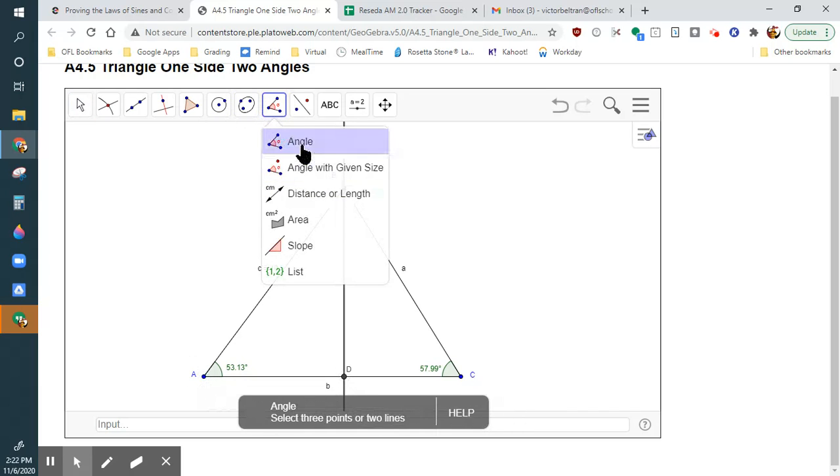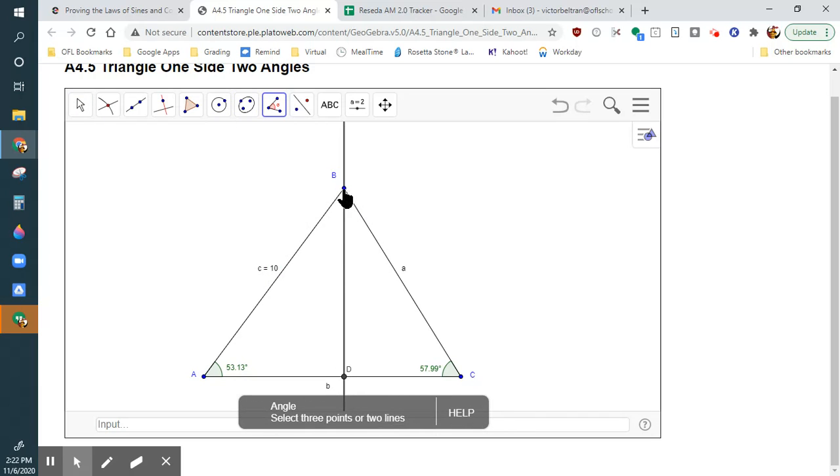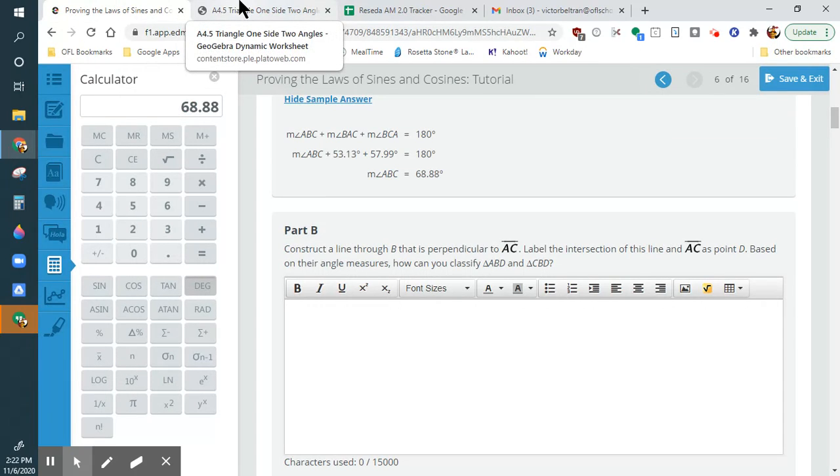And apparently I'm really bad at clicking points. There, it is a perfect 90-degree angle. So if you get something like 89.99, go back and fix it, because I've tried to get away with not doing that, and it just means that you didn't mark the point correctly. So construct a point based on their angle measurements.